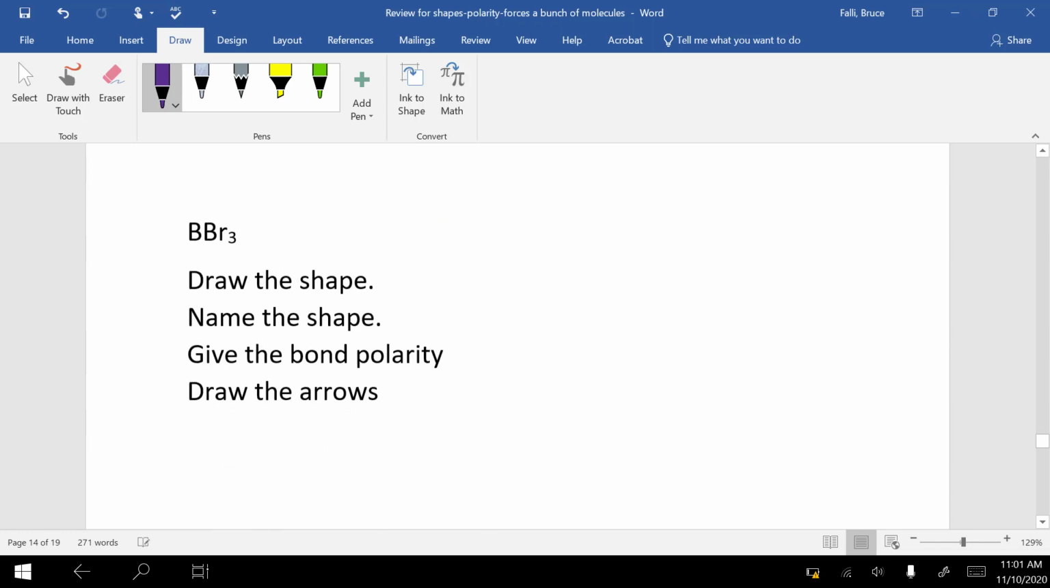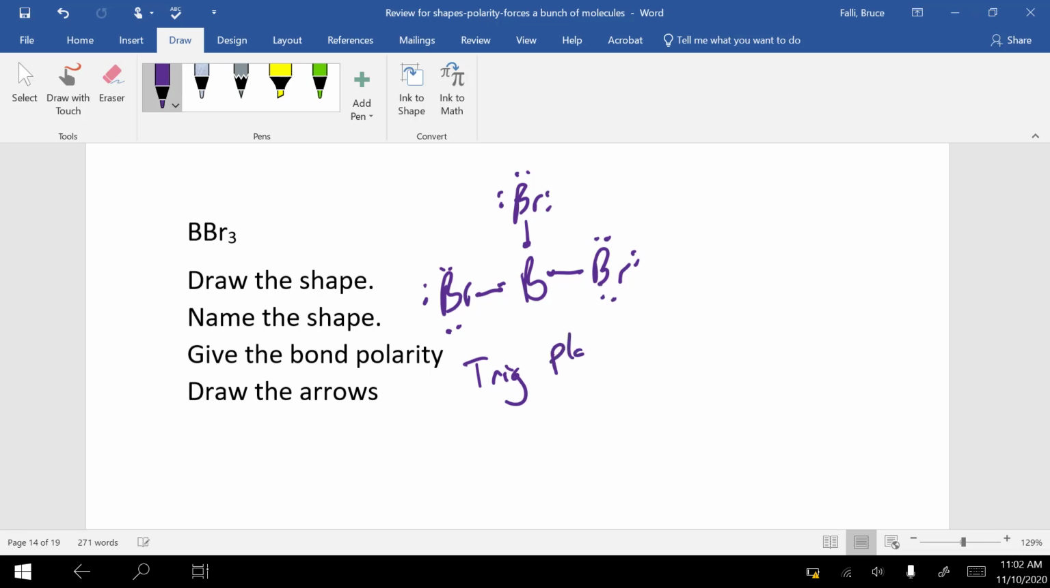BBr3. All right. So boron's going to go in the middle. And remember, boron only needs 6 electrons or 3 bonds. Bromine has 7. And I connect them. Connect the dots. The shape is going to be trigonal planar again because it has 3 regions.